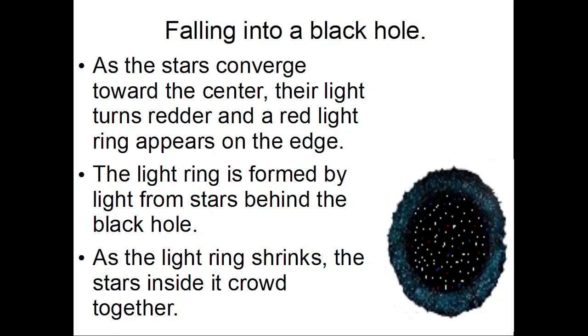As the stars converge toward the center, their light turns redder. Their wavelength is stretched, and a red light ring appears on the edge. The picture has blue rings since that's all I could find on the internet. The light ring is formed by starlight from behind the black hole. As the light ring shrinks, the stars inside it crowd together, or actually your field of view shrinks.